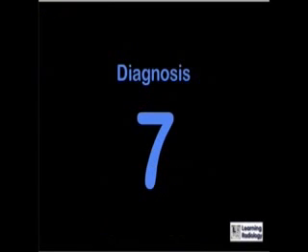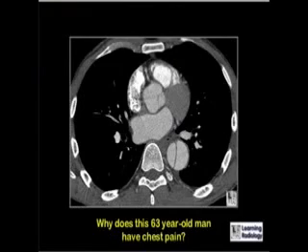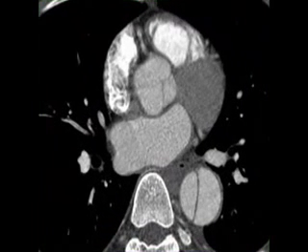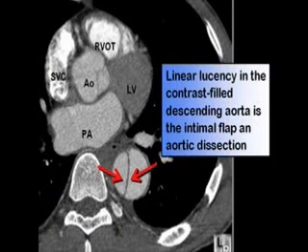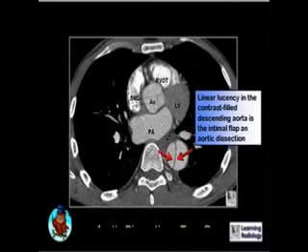Why does this 63-year-old man have chest pain? This is a single image from a contrast-enhanced CT scan of the chest. Well, this image is labeled, and if you look carefully, you can see that there is a thin lucency in the contrast-filled descending aorta, which represents the intimal flap of an aortic dissection.